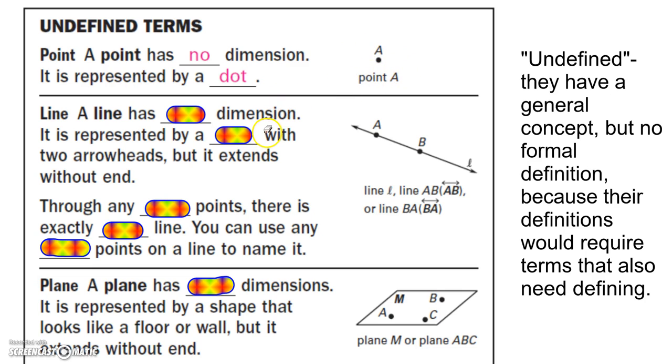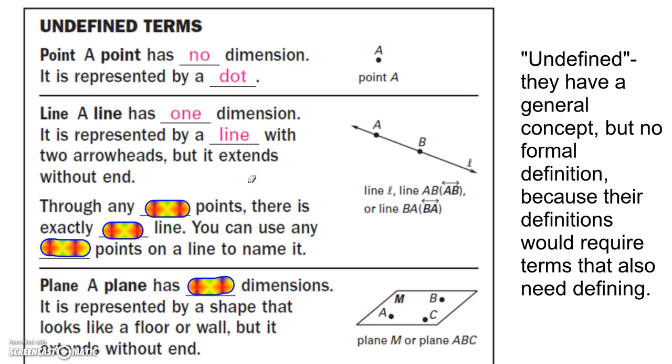All right, what is a line? How do we define a line, even though it's an undefined term? A line, again, what's the dimension? It has one dimension. Okay, and it's represented by a line. Okay, this is just the symbol of a line. So a line, theoretically, extends out infinitely in opposite directions. So that's why you have your arrows here. Okay, so a line is represented by a line, or you might say a big dash with two arrowheads, but it extends without end.